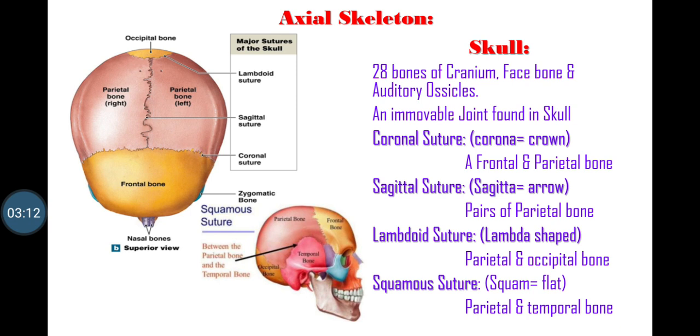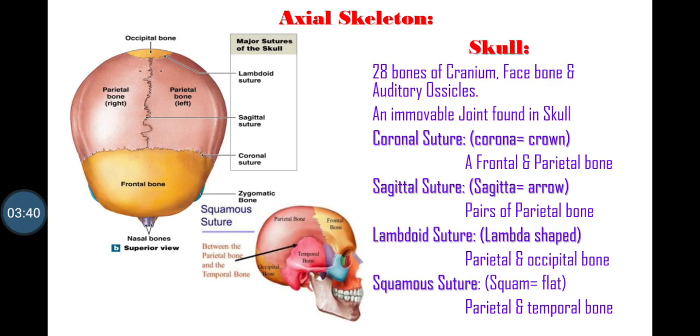Skull contains 28 bones of cranium, face bone, and auditory ossicles. The immovable joints that are found only in the skull are known as sutures. There are a number of sutures found in the skull, however, we categorize only the four prominent sutures. First, coronal sutures. A frontal bone and pairs of parietal bones unite to form a coronal suture.